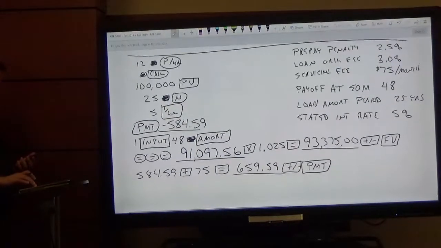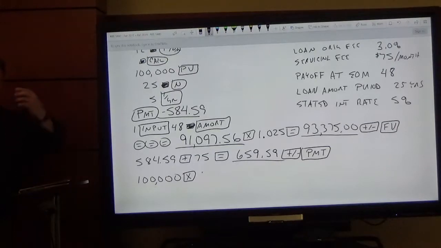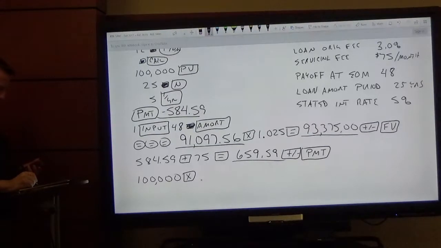Then we have our loan origination fee that we need to deal with. Basically we take that 100,000 and we're really just going to be slicing off 3%, yes? Okay, so we can do that a couple of different ways. We could just simply say times 100 minus 97, which would be 3%, or 100 minus 3%, which would be 97%, or 0.97. In other words, what we're saying is 100 minus 3%. Okay, 0.97.